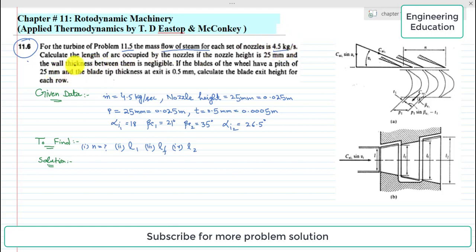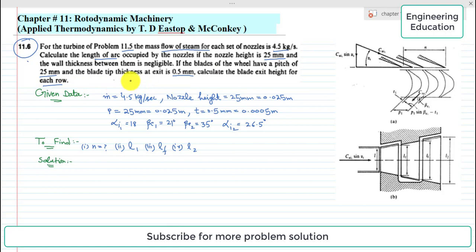Calculate the length of arc occupied by the nozzles if the nozzle height is 25 mm and the wall thickness between them is negligible. If the blades of the wheel have a pitch of 25 mm and the blade tip thickness at exit is 0.5 mm, calculate the blade exit height for each row.